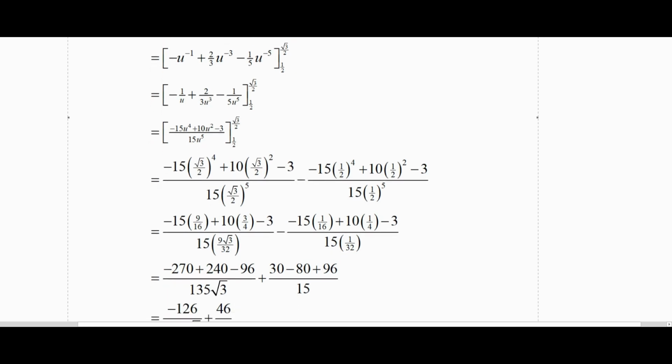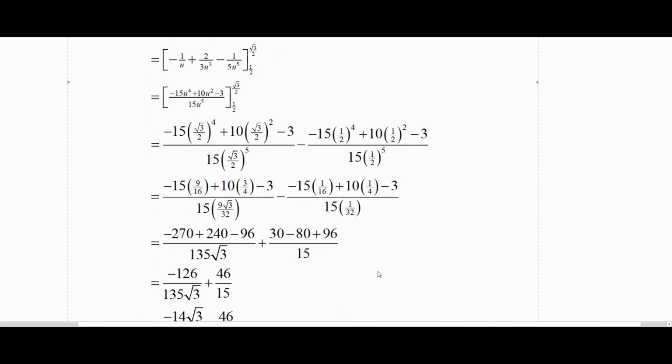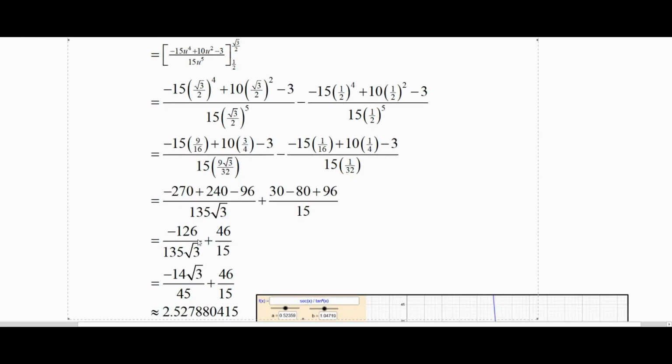Okay, now let's combine some like terms, or just add the numerators up. If you add negative 270 plus 240, that's negative 30, plus a negative 96 is negative 126. 30 minus 80 is negative 50, plus 96 is 46. I'm going to rationalize the denominator here by multiplying by square root of 3 over square root of 3, leaves a 3 here and a square root of 3 in the top.